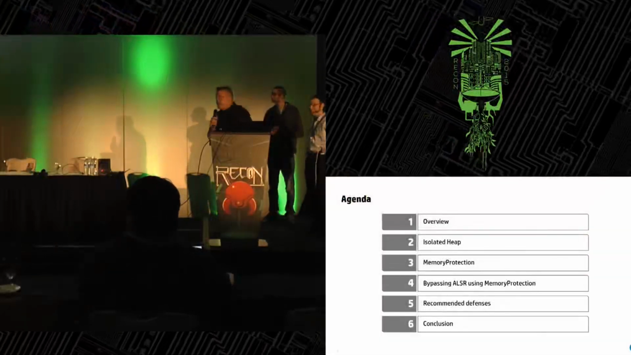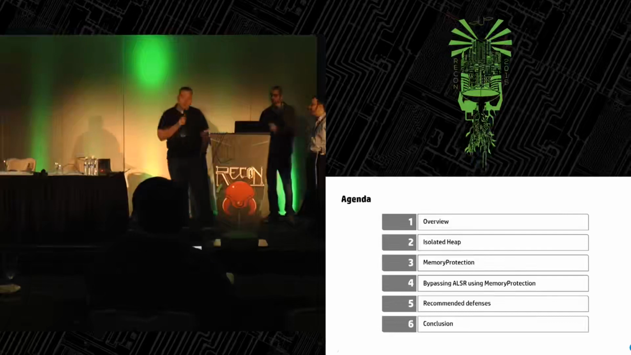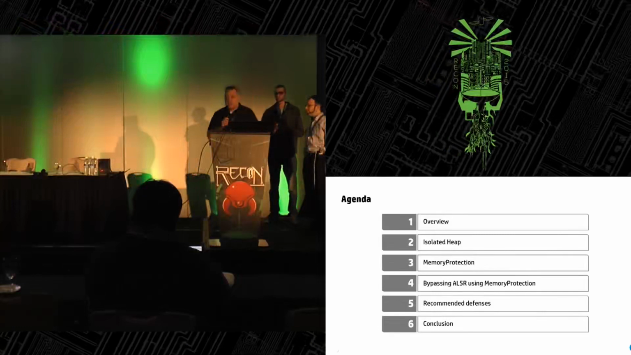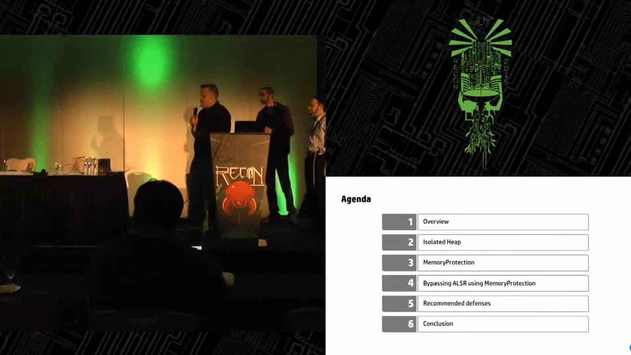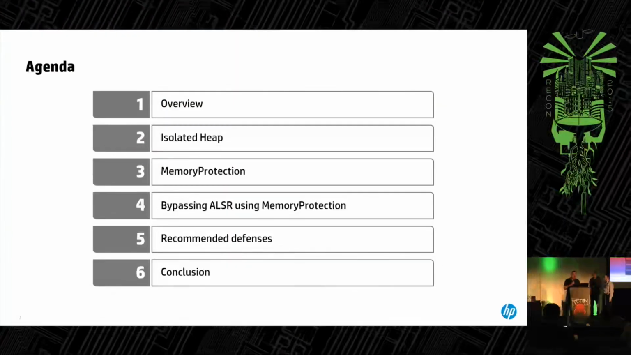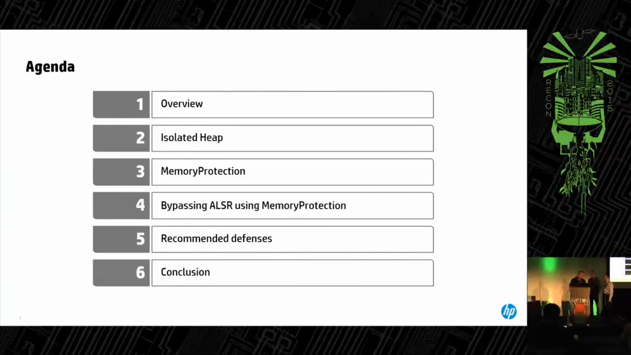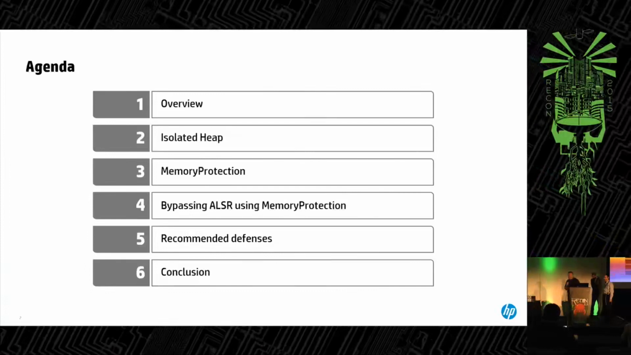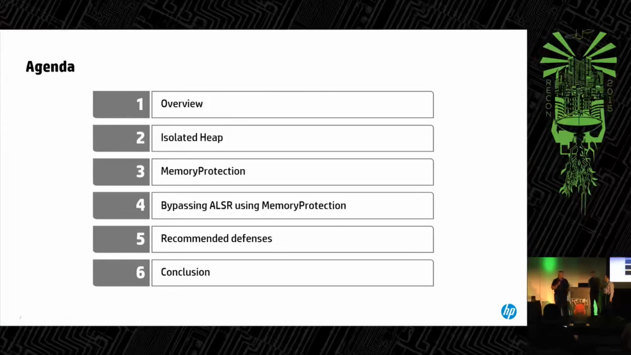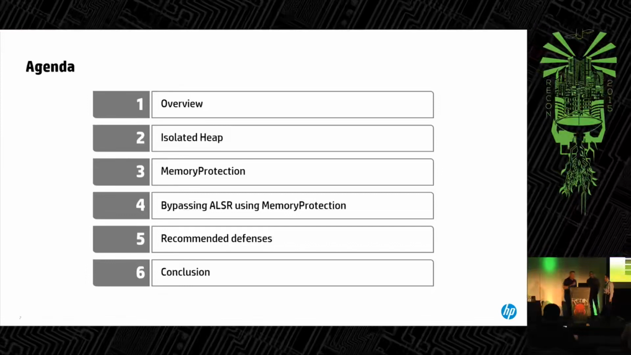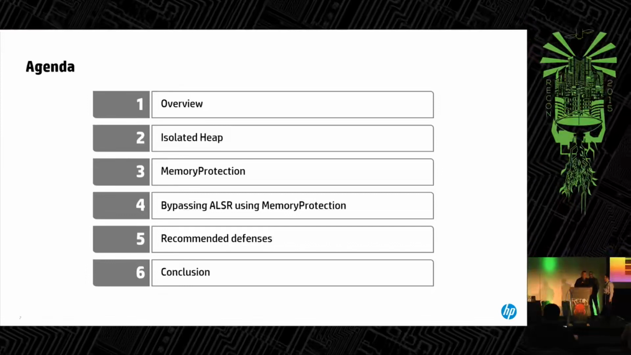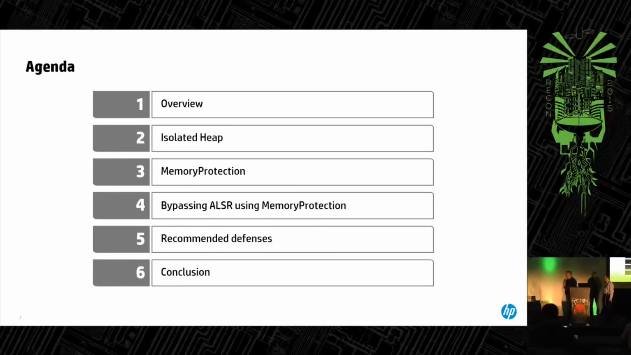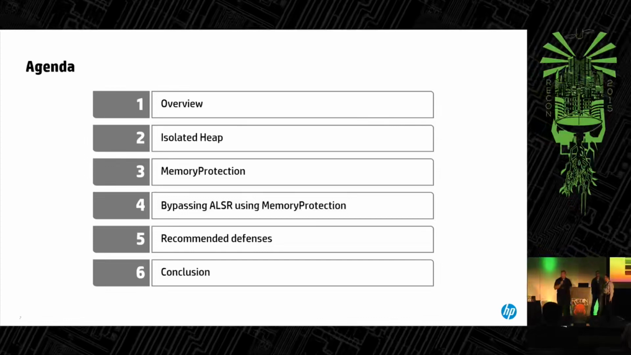So today we're going to go over a comprehensive set of research we did in mid-2014 related to the isolated heap and memory protection mitigations that were introduced to make UAF exploitation harder on Internet Explorer. It'll cover several attack techniques against isolated heap, some surgical tools to use against memory protection, along with details over the ASLR bypass that was generated using memory protection. Then we'll follow it up with the recommended defenses that we provided Microsoft.